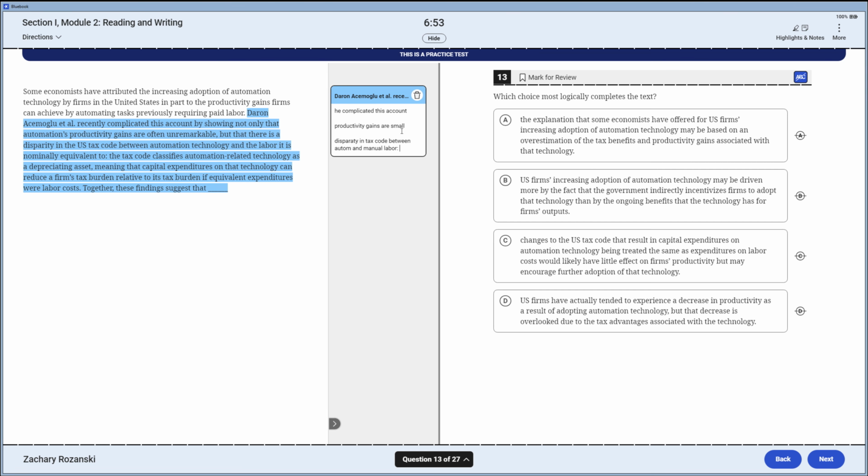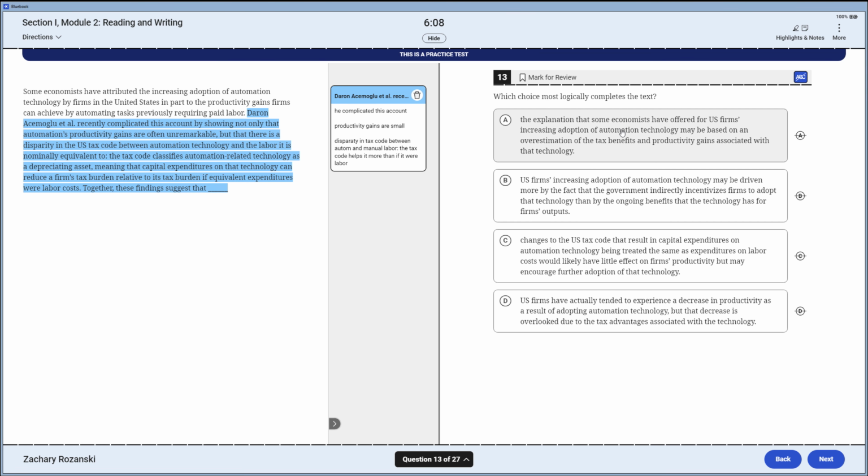The tax code classifies automation-related technology as a depreciating asset. And what that means, even though I'm an expert on taxes, I'll take this helpful explanation, meaning that capital expenditures on that technology can reduce the firm's tax burden. So it makes it better. Reducing a firm's tax burden is good. So that means the tax code helps it more than if it were labor, is what that's saying. I think that's enough.